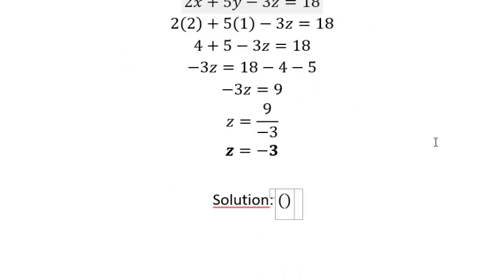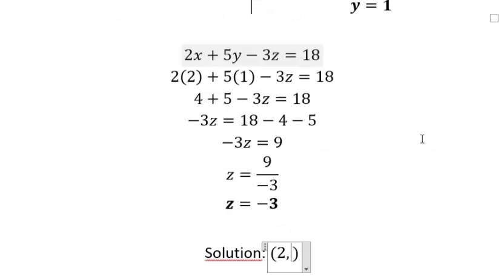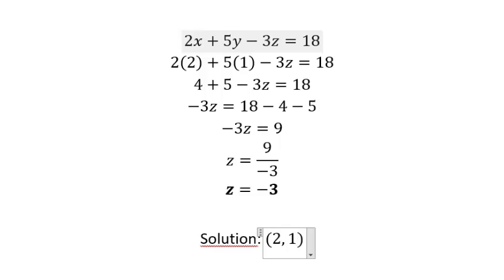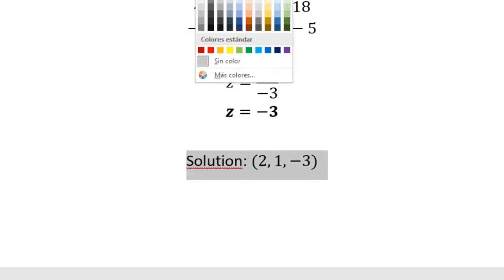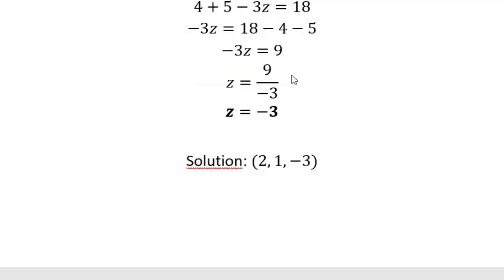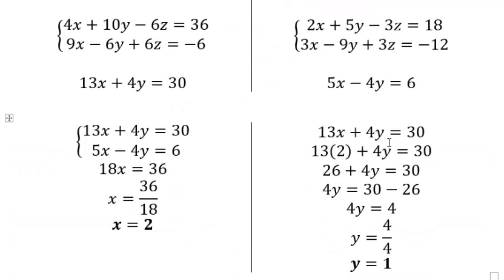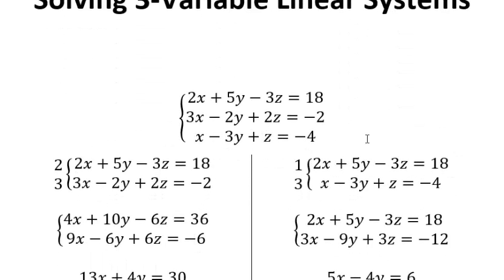So x will be 2, I put a comma, and then the y will be 1, then I put a comma, and then I put -3. And that will be the solution for our exercise. Okay. Solution will be 2, 1, -3. That's how you solve linear systems with 3 variables.